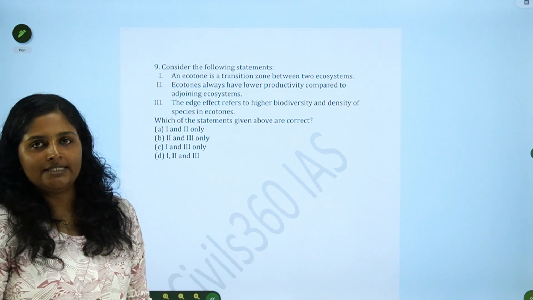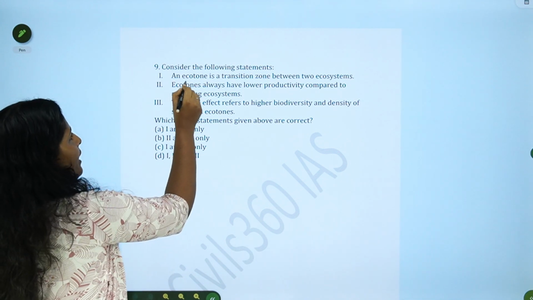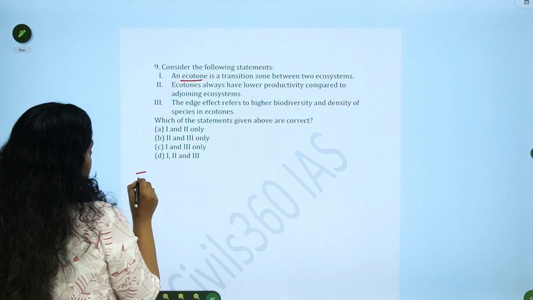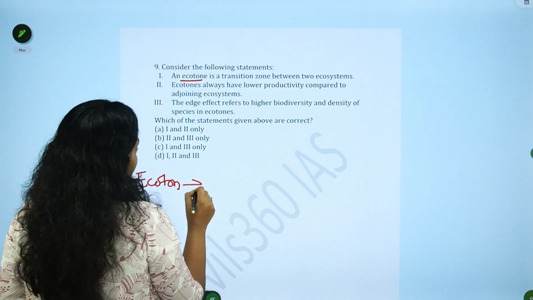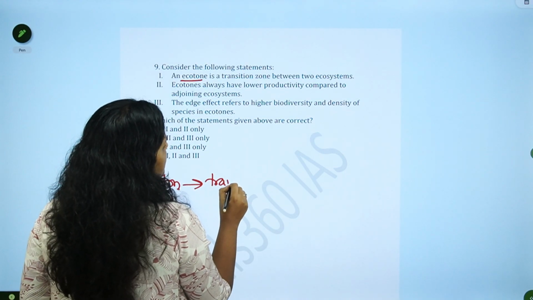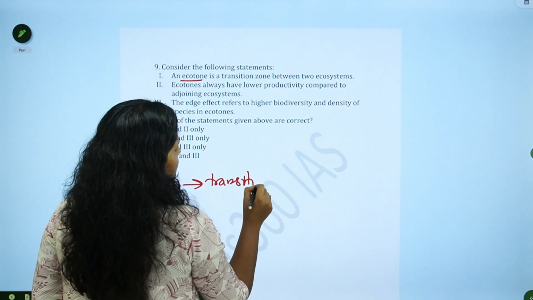Moving on to the next question. The question number 9 is on ecotones. What is ecotone? Ecotone is nothing but a transition zone between two ecosystems.